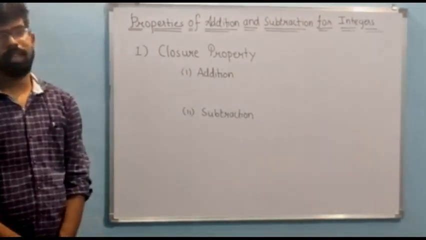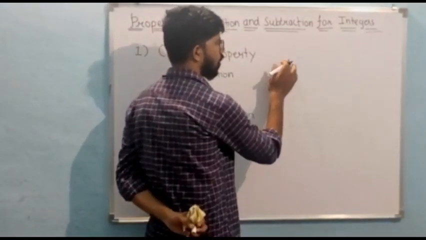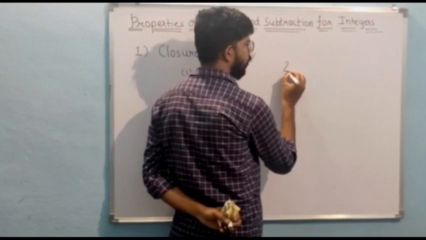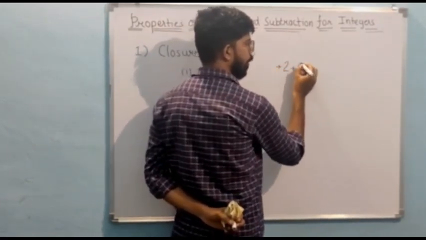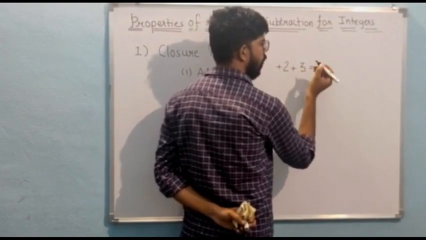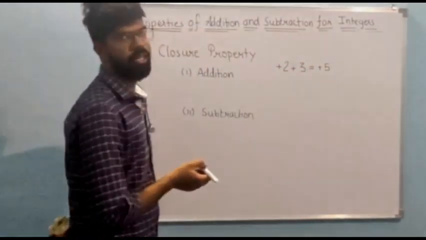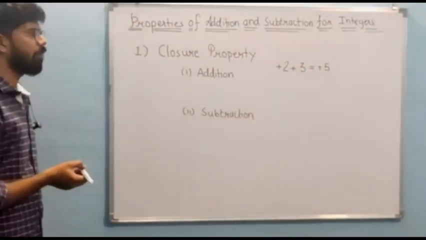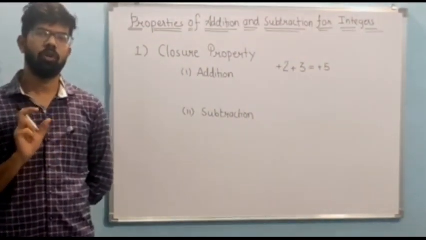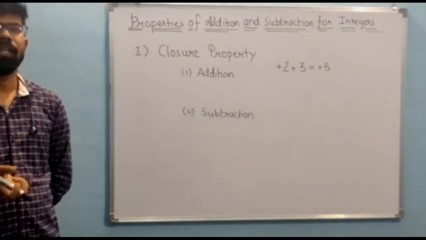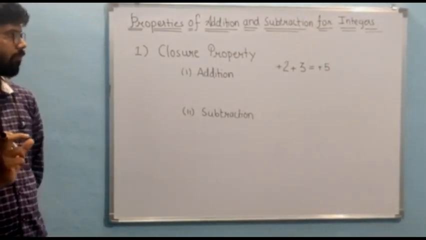The meaning of closure is that when we add two integers, where plus 2 is an integer and plus 3 is an integer, what we get is plus 5, which is also an integer. So closure means that when we add two numbers of the same type, we get an answer of the same type.